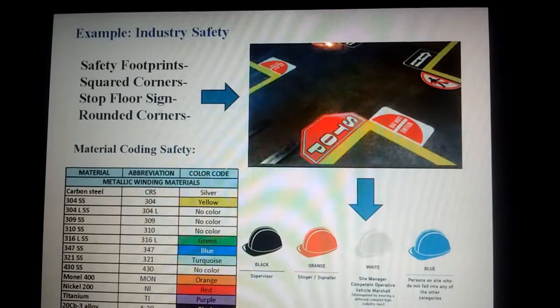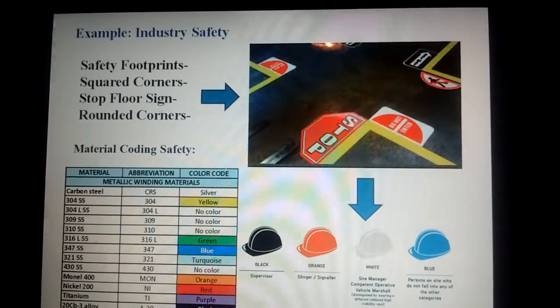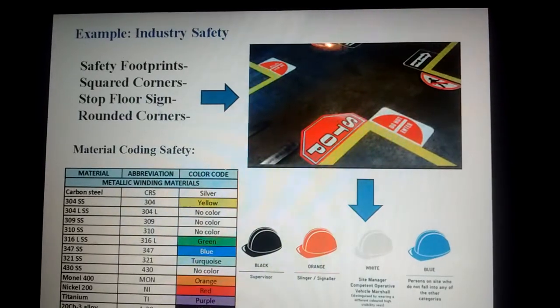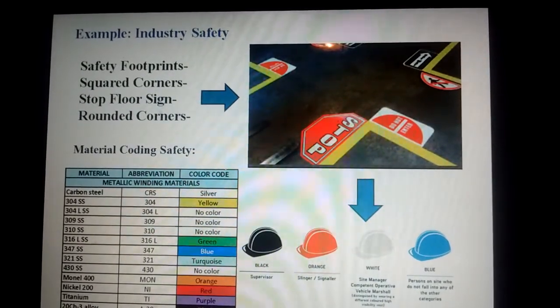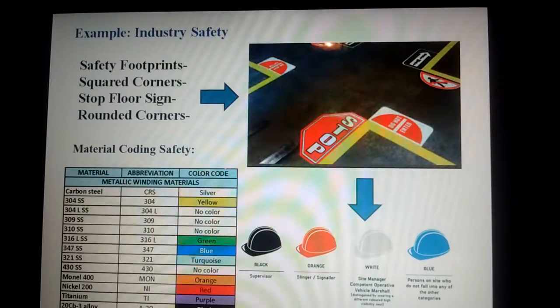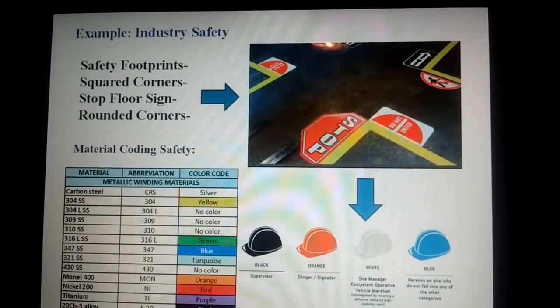Then the use of the stop floor sign. In some situations, it is easier for people to see a stop sign placed on the floor than it is to see one on a post. Combining the two can improve workplace visual communication.